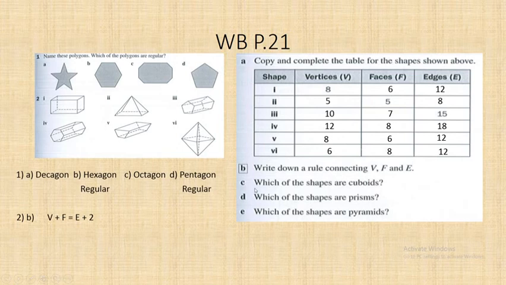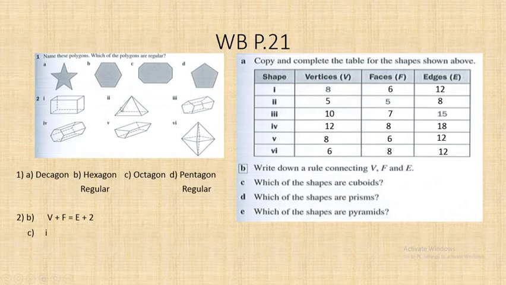Okay, let's go for C. Which of the shapes are cuboids? So which of these shapes are cuboids? I can see only one cuboid here, which is I. Shape I is a cuboid. Question D here is saying which of the shapes are prisms.